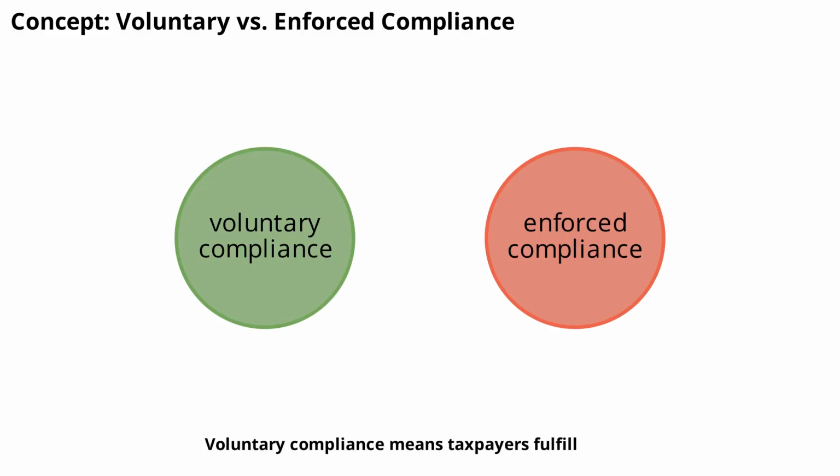Voluntary compliance means taxpayers fulfill their obligations without direct enforcement, while enforced compliance involves IRS actions like penalties, interest, and collections. The IRS prefers voluntary compliance, but uses enforcement tools to ensure everyone follows the rules.